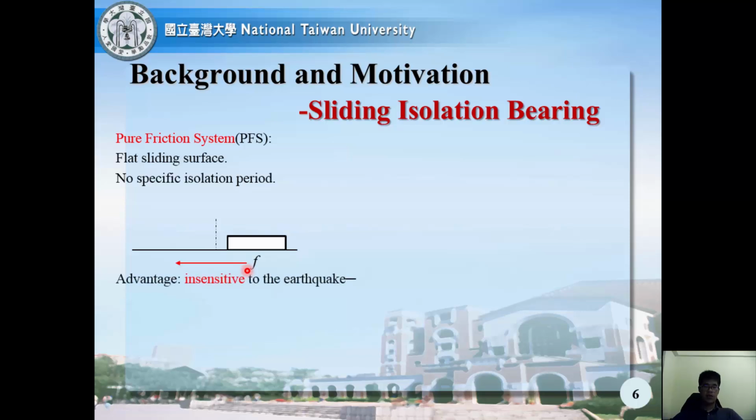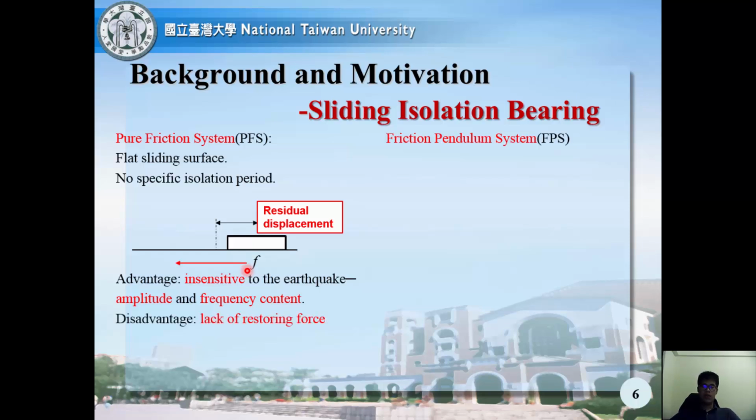So PFS has the advantage that it is insensitive to the earthquake, that is, insensitive to the amplitude and the frequency content of the earthquake. However, due to the lack of a restoring force, it will have a larger residual displacement, and also a larger displacement response under the earthquake excitation.